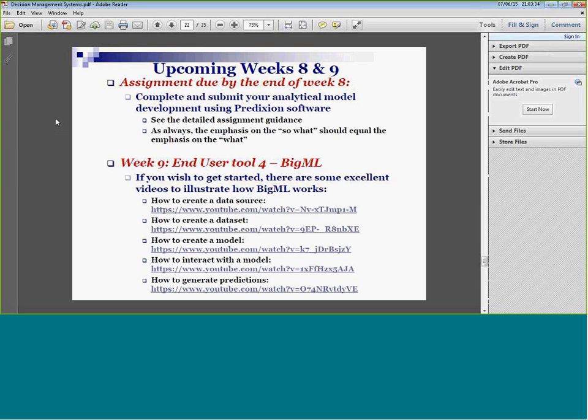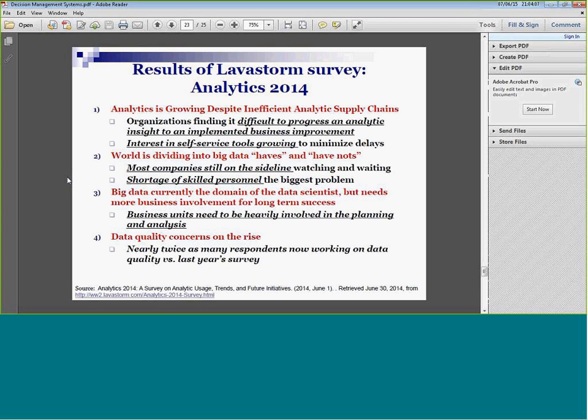When we get to week 9, and you don't want to worry about that until you certainly are totally done with week 8, we're going to learn our last software package. And it's probably the one that people seem to think is the most interesting, certainly the easiest to use, maybe the most valuable, at least for the narrower aspect it does. It doesn't do as broad a set of things as prediction. But there's some great videos there to get you started if some of you end up with extra time.